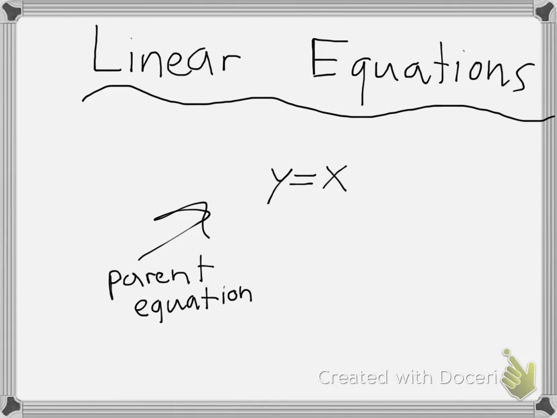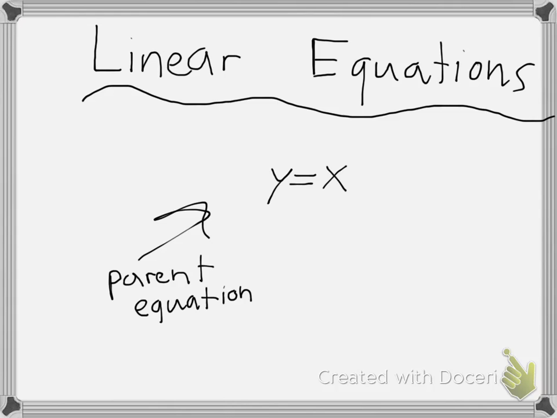Today we will be learning about the properties of linear equations and how to graph them easily. Linear functions can simply be described as functions that form a line when graphed, and the simplest form of this equation is called the parent equation. For linear equations, the parent equation is y equals x, so it's basically just a simple relationship between y, which is the output, and x, which is an input.